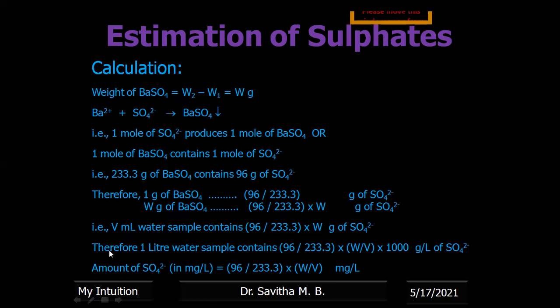Therefore, if 1 ml contains so much sulphate, how much will 1 liter contain? That means you have to multiply this by 1000. Therefore, the amount of sulphate in milligrams per liter will be 96 by 233.3 into W by V milligrams per liter. So this is the amount of sulphate present in the water sample given.